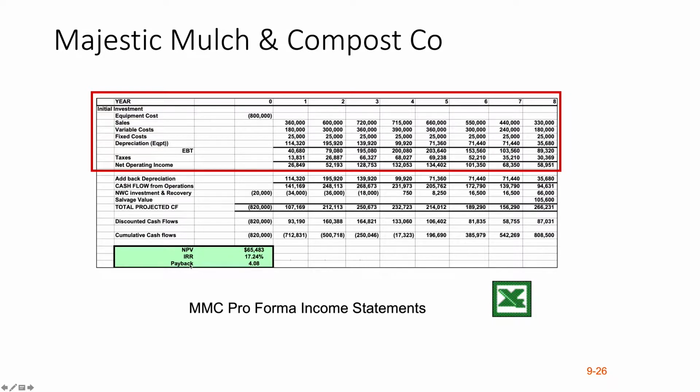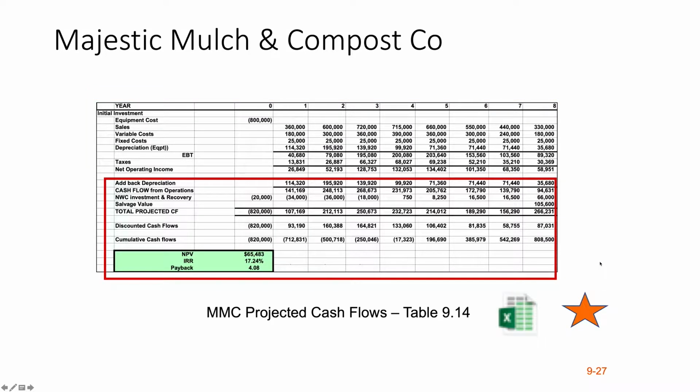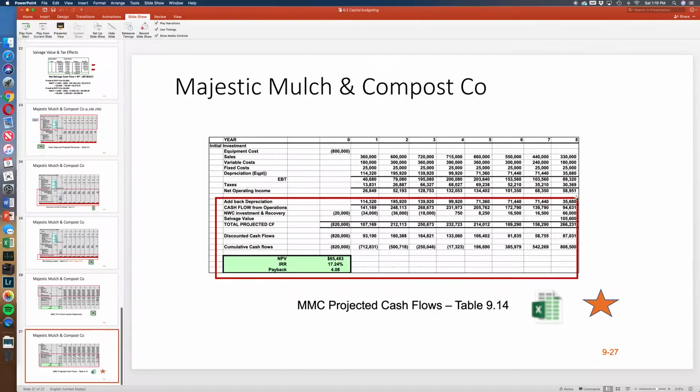So let's move on. Now, table 9.14 is the calculation of net present value, internal rate of return, and payback period. Let me jump out to the spreadsheet itself. Let's look at how that is calculated.